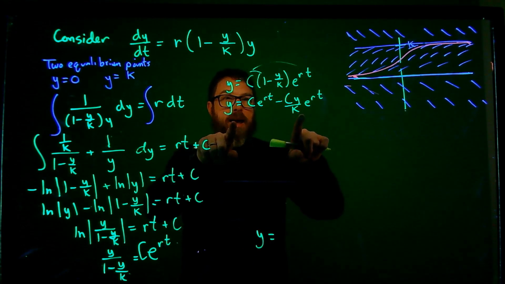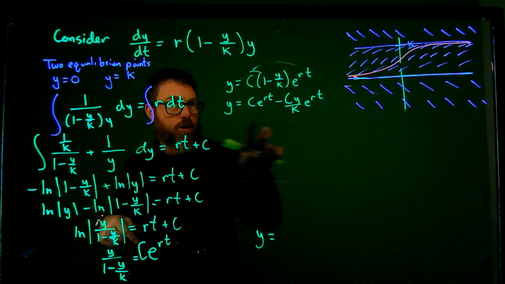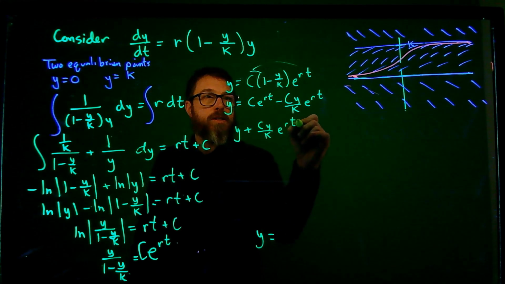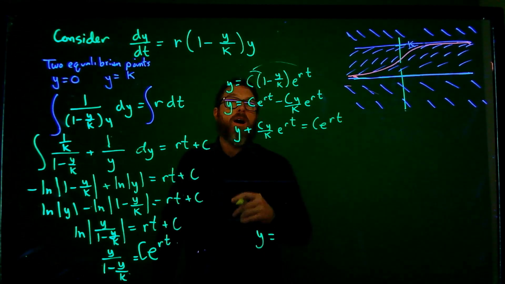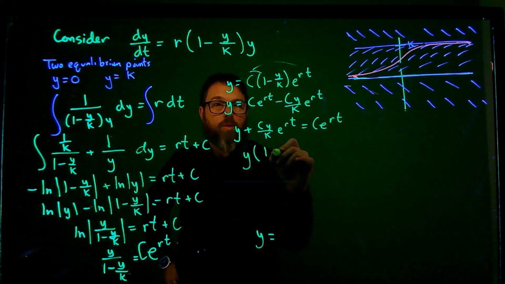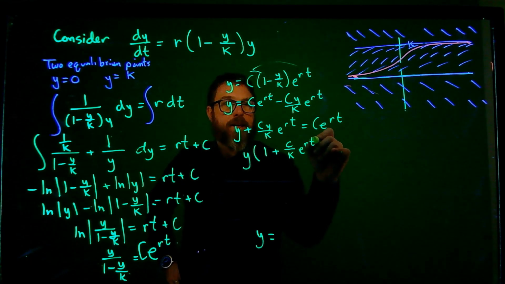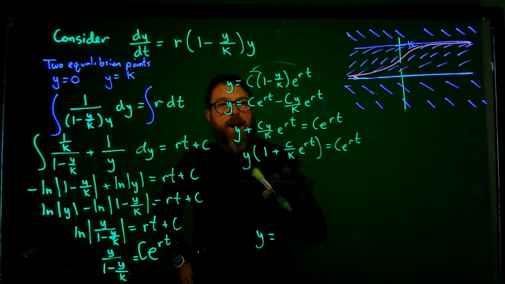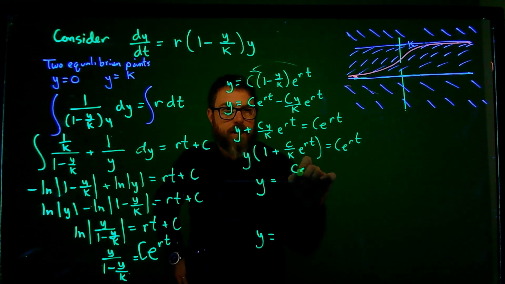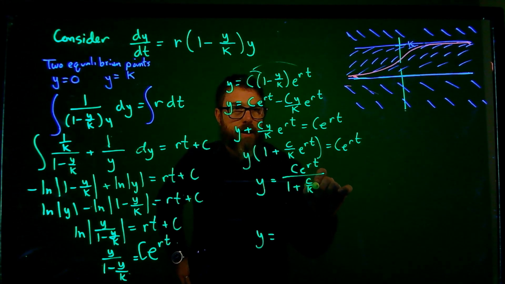Now what I can do is, since I have my y's as additions and subtractions, I can send this term over to the other side. So y plus c y over k e to the rt is going to be equal to c e to the rt, and I can finally isolate my y by factoring out. So this would be y times 1 plus c over k e to the rt is equal to c e to the rt, and then dividing by this factor, y is going to be equal to c e to the rt all over 1 plus c over k e to the rt.